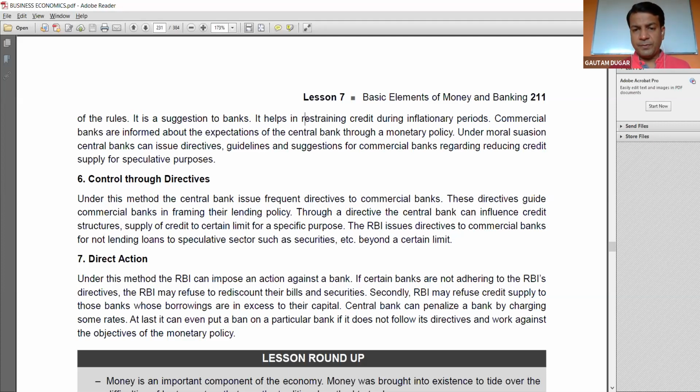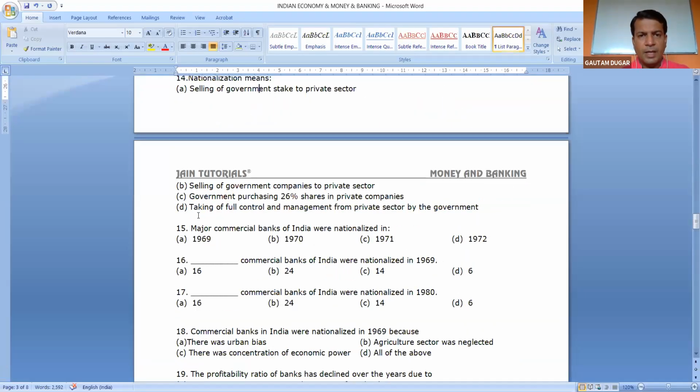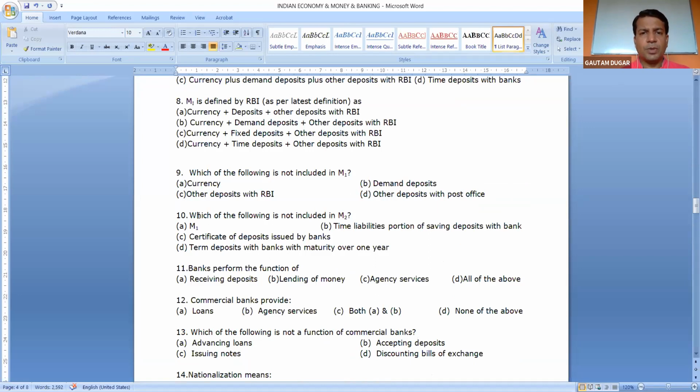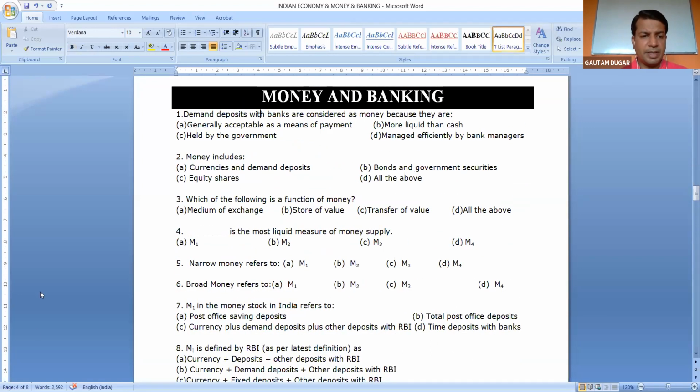I'll just pick up a bit of MCQs on this portion. Just a few MCQs I'm going to pick up because we have already covered the entire chapter from the study material.